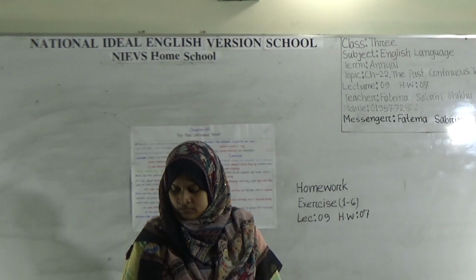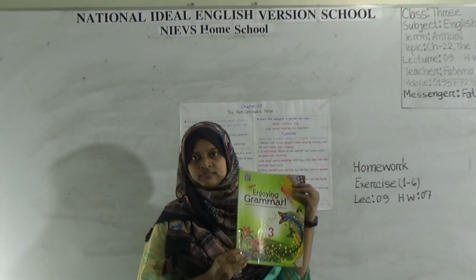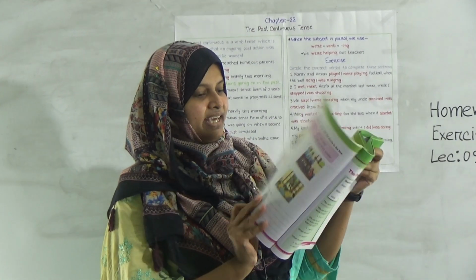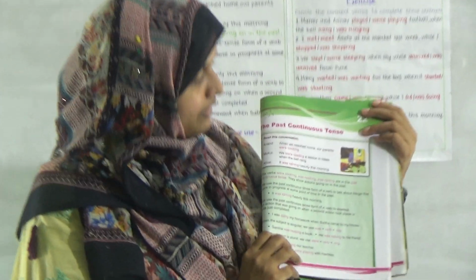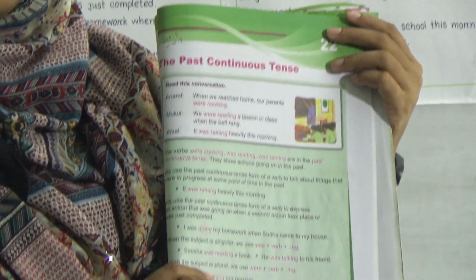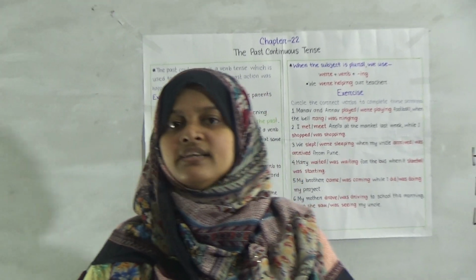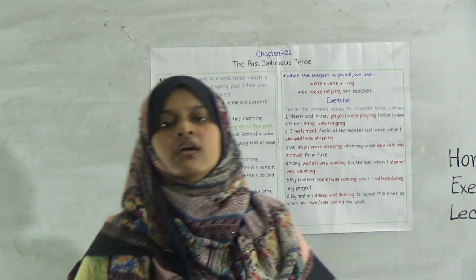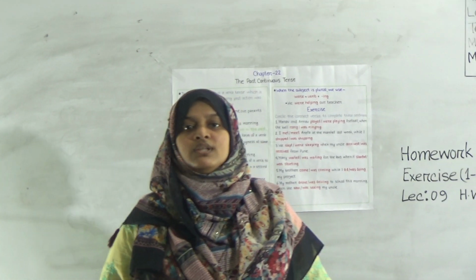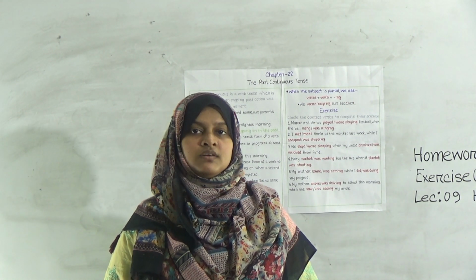Students, take your new Enjoying Grammar book and open page number 75. The past continuous tense. With your book, take your notebook and writing elements. First, we'll discuss the past continuous tense. We'll learn about some rules and then we'll do some exercise.